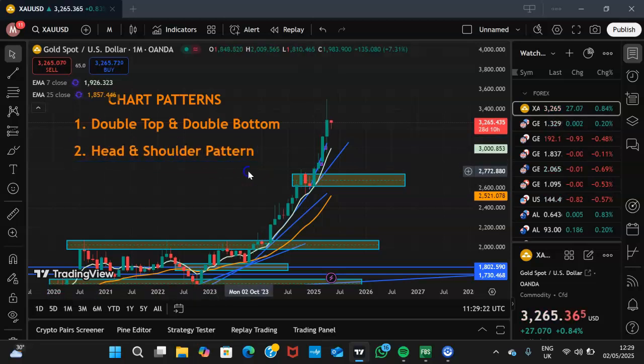Now the head and shoulders pattern, what does it look like? Let's use this same chart just for simple illustration. For this particular chart pattern, the bearish version, that's the sell, is the head and shoulders pattern, while the bullish version is the inverted head and shoulders. I'll show you what that means in a minute.